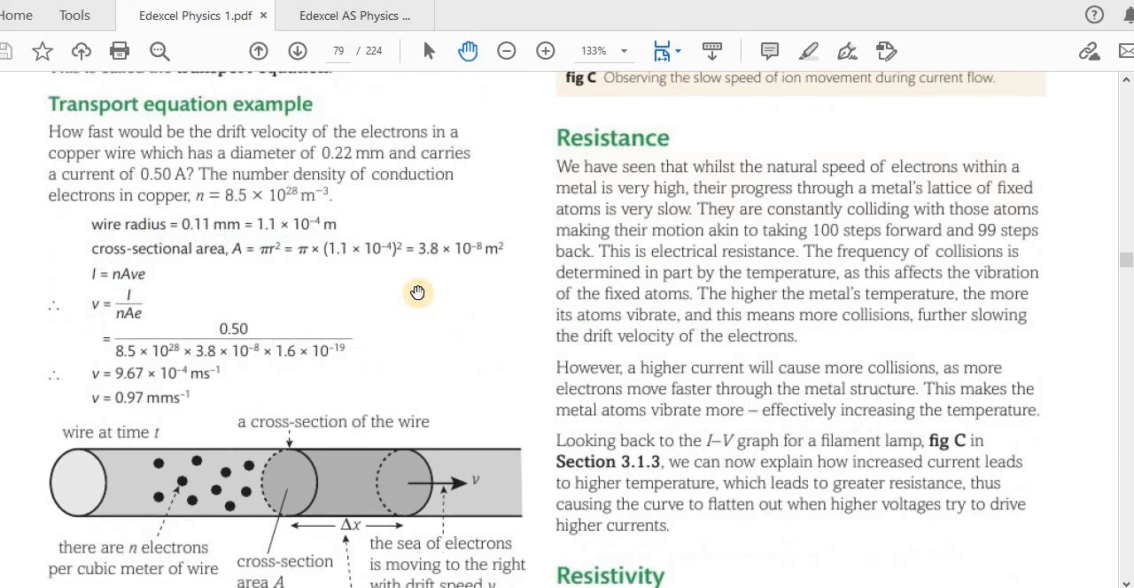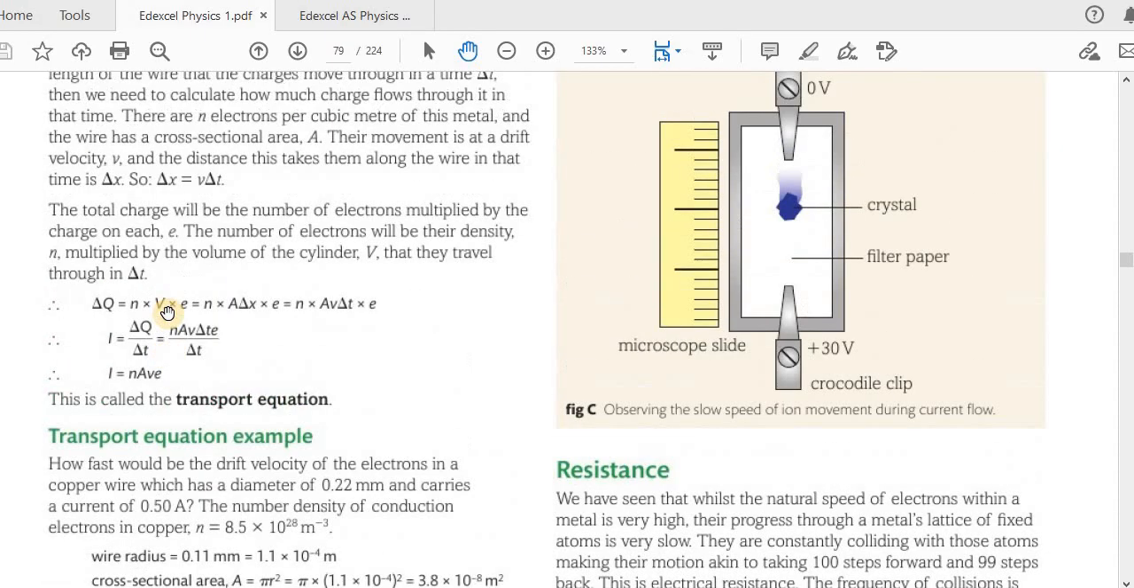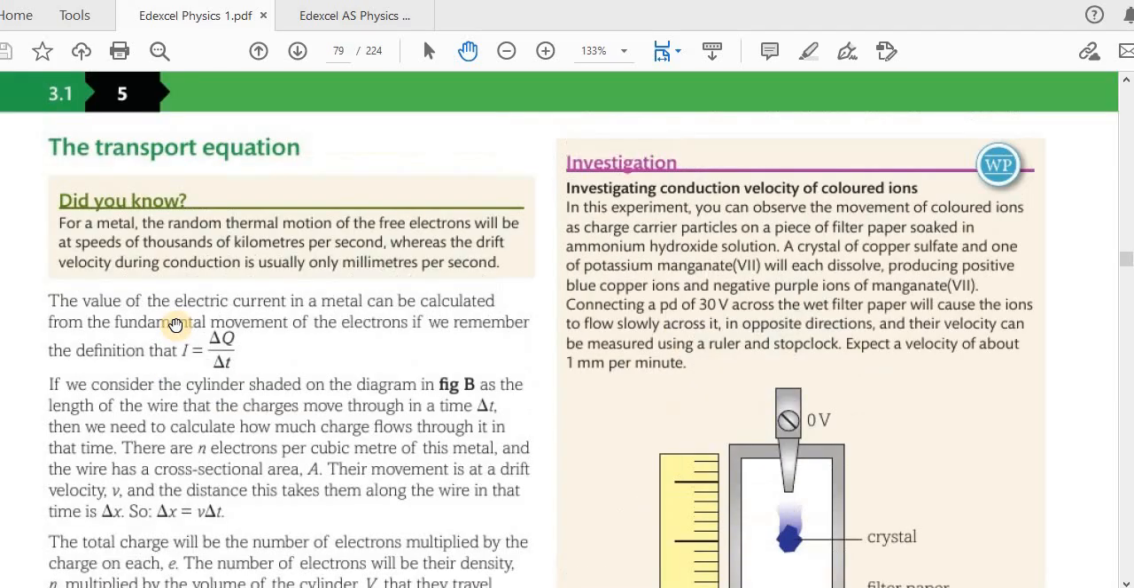Now based on this, you can understand, when you do a calculation like this, if you get a value, maybe a very high value, that means there is something wrong. So make sure your answer is sensible when you finally get the answer.